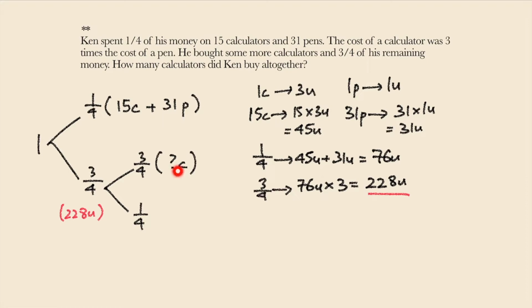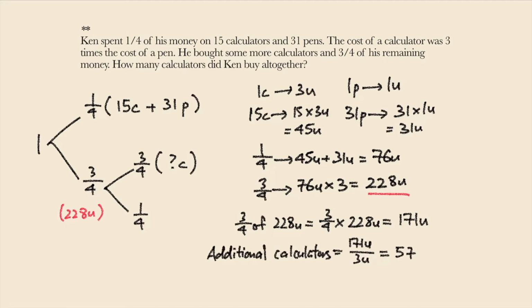Well then, this unknown number of calculators, right? 3/4 of this 228 was spent on buying calculators, 3 units each. So what is the number of units spent on additional calculators? That will be 3/4 of 228, which is 171. Well, 171 is used to buy calculators at 3 units each. So how many additional calculators is that? 57. Well, how many calculators were bought altogether? That's 57 plus the 15 at first, giving us 72 in total.